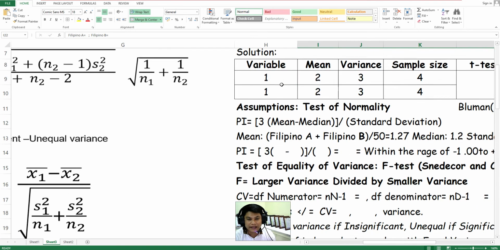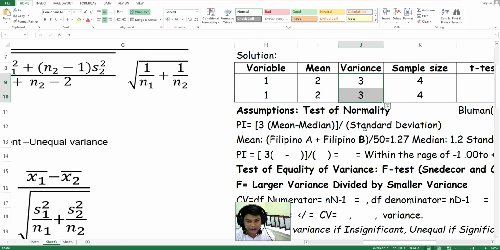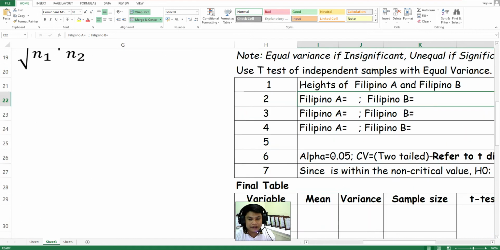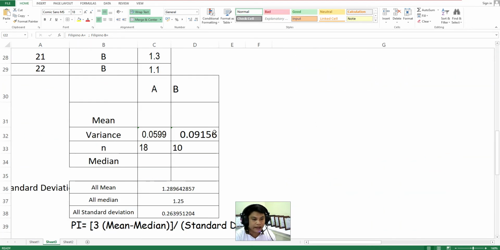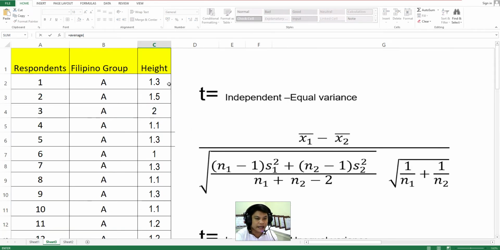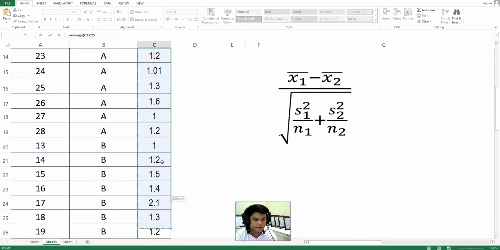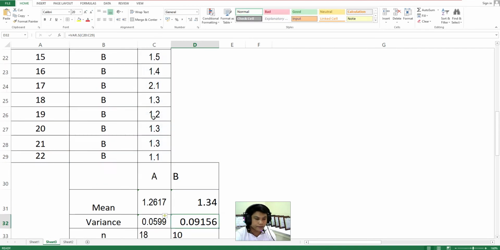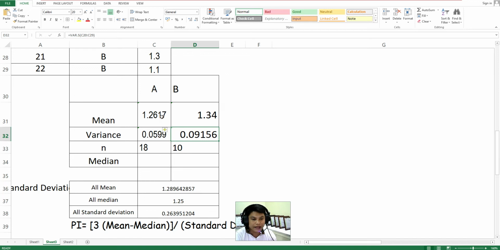So as being reflected in the table, we have to know first the variables, the mean, the variance, and we can put it here. Number one is the height of Filipino A and B. The second is the mean. We have to get the mean of Filipino A and the mean of Filipino B. So what is the mean of Filipino A? We have to first get the average of all the data that belongs to group A. Equals average, open parentheses, highlight all the data that belongs to A. And then again, equals average, open parentheses, highlight all the data that belongs to B. So the mean is 1.2617 for A and for B is 1.34.